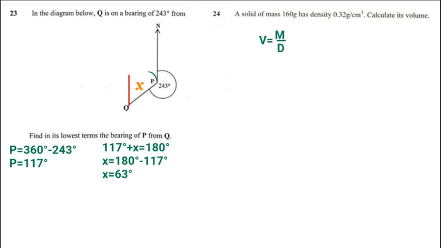Okay, so I'm going to replace the mass. Mass, we're told, is 160 grams. Then divide by the density, which is 0.32 grams per centimeter cubed. So when you divide 160 grams by 0.32 grams per centimeter cubed, it's going to give you 500 centimeter cubed. Okay, so the volume of this solid is 500 centimeter cubed.